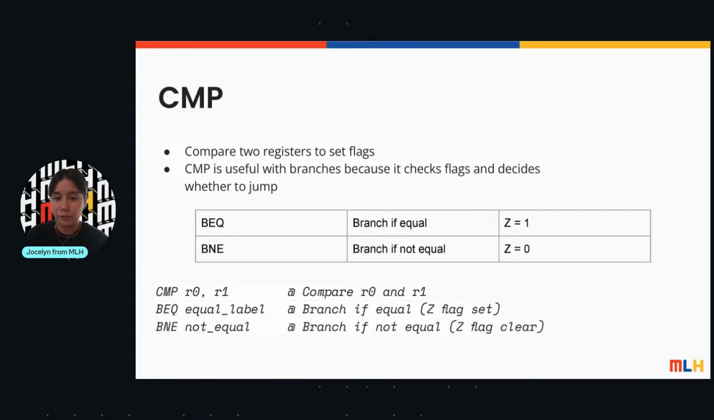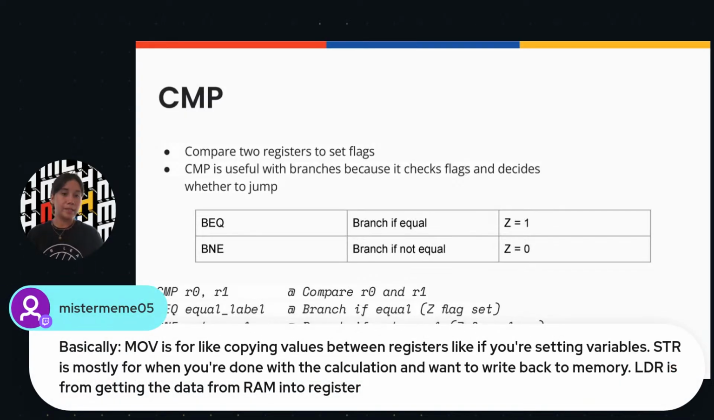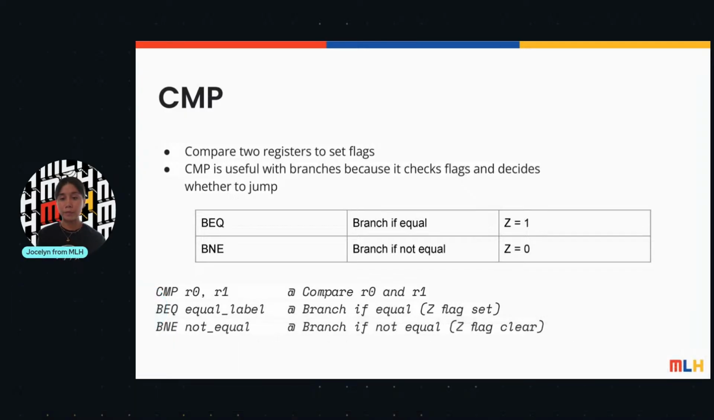We have a question over here. Basically, mov is for copying values between registers, like if you're setting variables. That's correct. Store is mostly for when you're done with the calculation and want to write back to memory. Exactly like you said it, completely right. And load is for getting the data from RAM into a register. Exactly. Yep, you said it perfectly. Yeah, that's basically how it works.